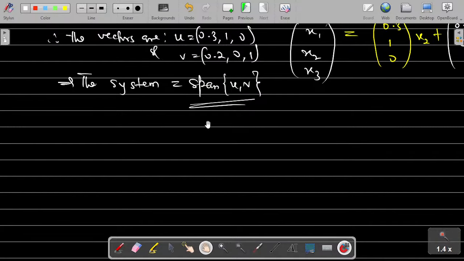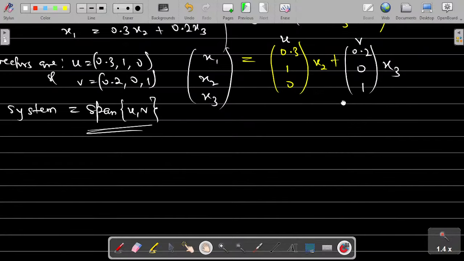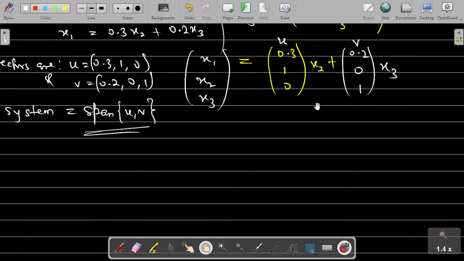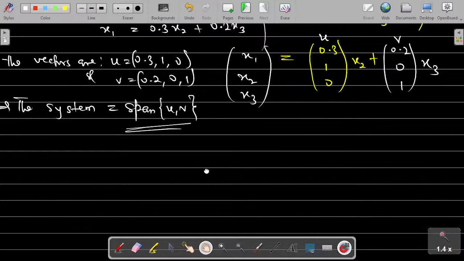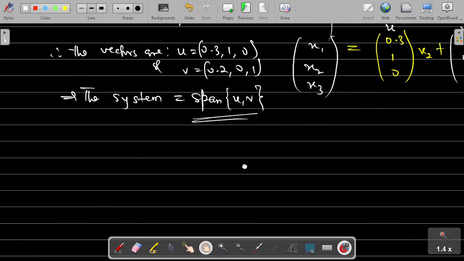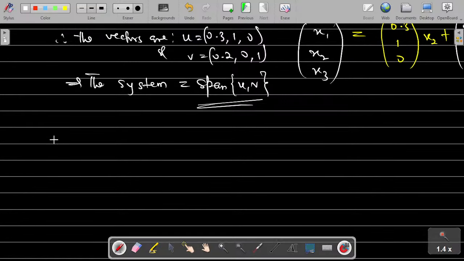Spanning means that they produce all the solutions. All you need to do is fix any value for x2 and x3, and that will generate a solution for that particular system. Any value you put for x3 and x2 will give you a solution. And then there is C-II, which says that we should also explain this geometrically. Also explain what we did in I geometrically. Explain this span geometrically. So how do we do that?